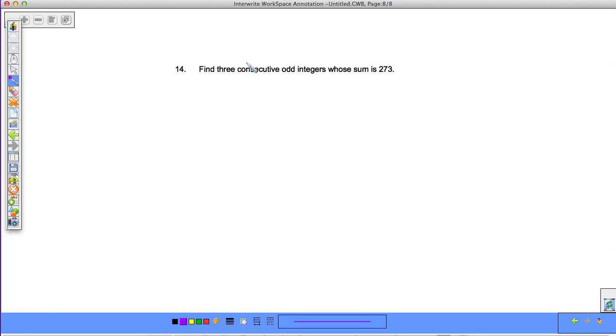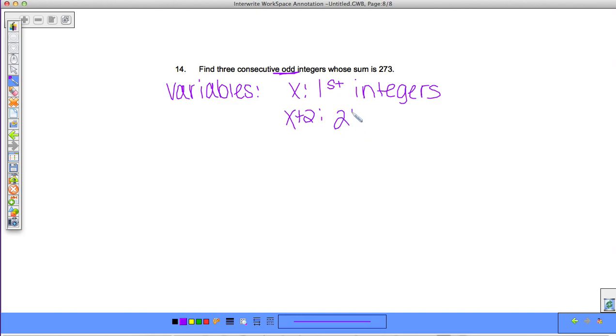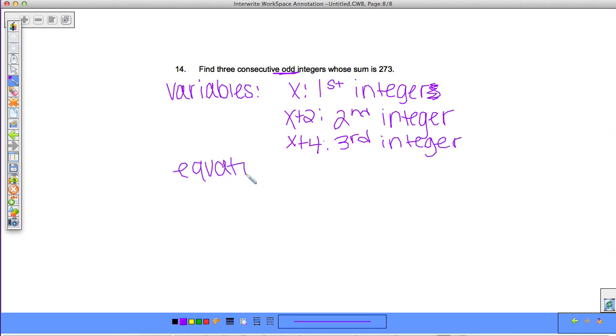Our last problem says find 3 consecutive odd integers whose sum is 273. This is very similar, except now we've thrown in the word odd. So for my variables, my first variable is going to be x. There's my first integer. And then odd integers are always going to go by 2's. So we're going to say our next integer is going to be x plus 2. And then our third integer is going to be x plus 4, since we're going by odds. Now we need an equation, so just like the last one, sum means added together, so we have x plus x plus 2 plus x plus 4 equals 273.